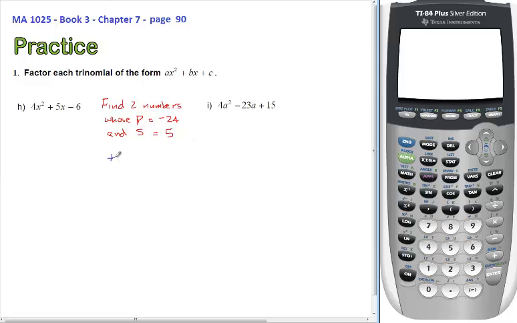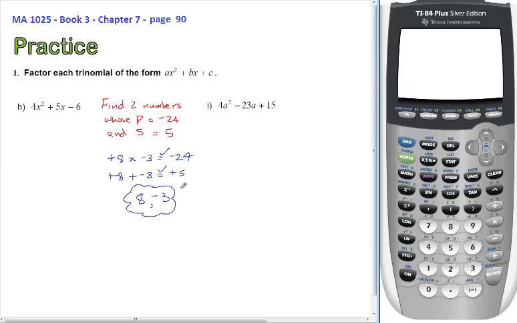So now I'm going to try positive 8 times negative 3. Let's see what I get. I get negative 24, so check, that works. Two numbers multiply to give me negative 24. Positive 8 plus negative 3, I get positive 5. Check. So I found my two numbers. They are 8 and negative 3.